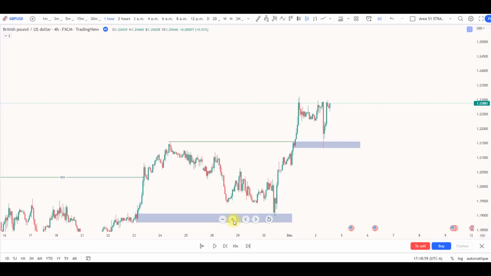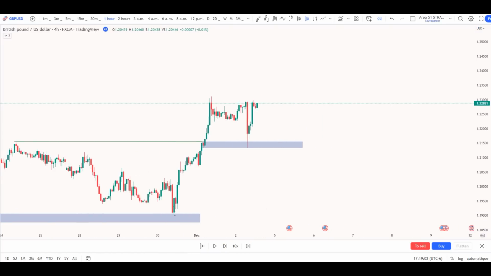So what happens is the banks started buying from here, invalidating the supply here. So they went up and now they have to come back to refill the rest of their orders. So this is where you look for your entry right there. Okay.